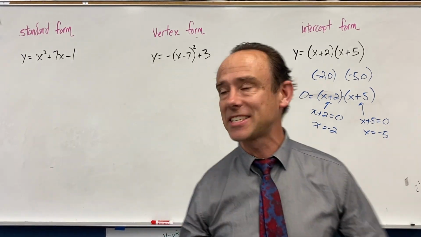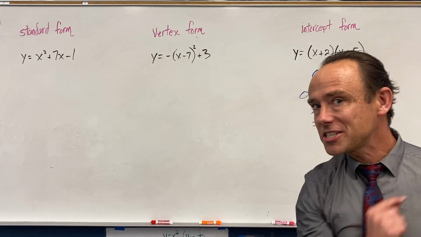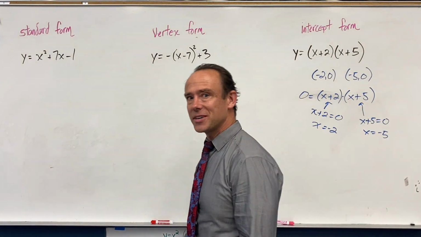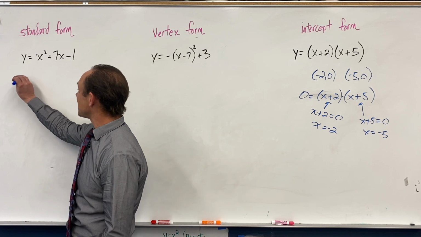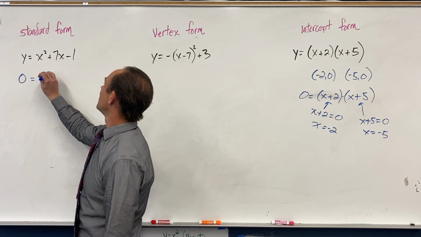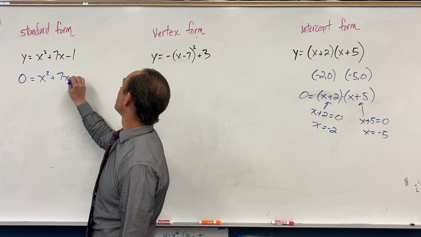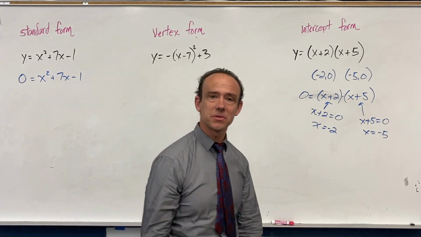All right, so we got to find x-intercepts, and we're given it in standard form. Oh my gosh. We know what to do. It's not a mystery. We're going to set that thing equal to 0, and then we're going to solve. That's what we do for x-intercepts.